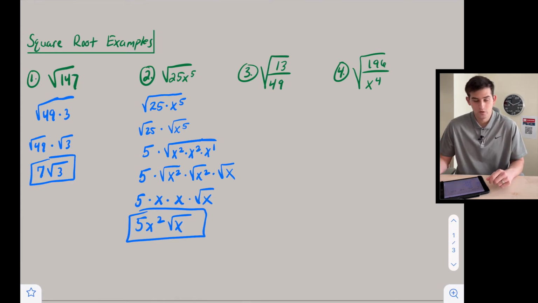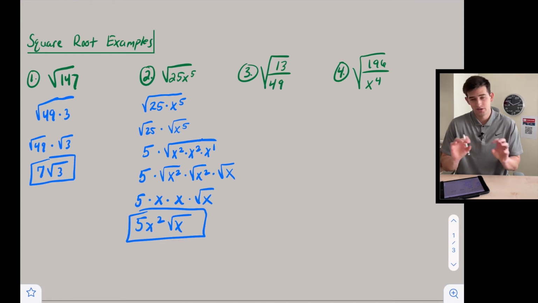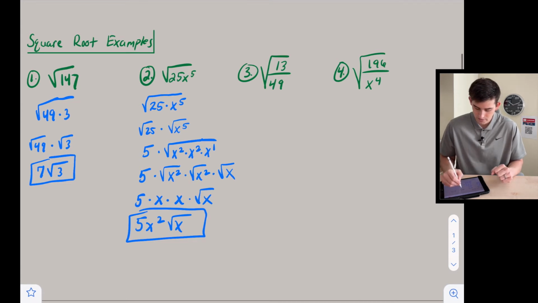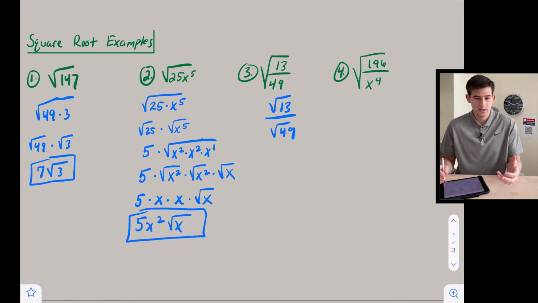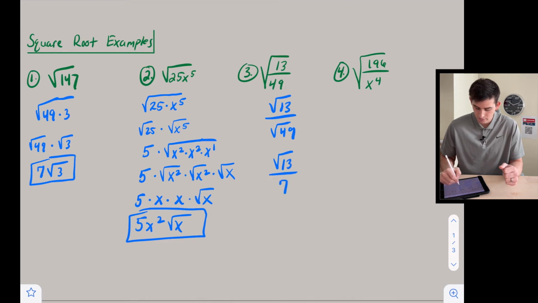Now for 3 and 4, we have some fractions. Just like we've separated the multiplication into two separate radical expressions, we're going to do the same thing with a fraction. So I'm going to start off by saying this is the square root of 13 divided by the square root of 49. We've already seen the square root of 49. We know that's equal to 7. So we can just simplify this to the square root of 13 over 7.